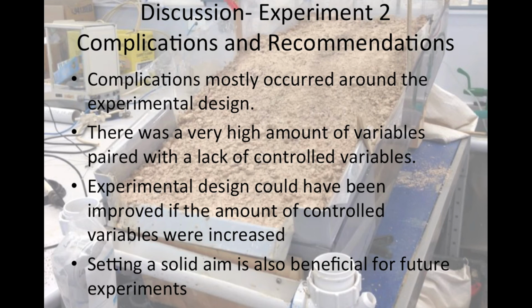Experimental design could have been improved if the amount of control variables were increased. For example, the experiment of the group, the wetness of the soil, the type of soil, etc. This could have been avoided by keeping the groups constant if there were 2 different experiments. Therefore, data could have been much easier to correlate and analyze after. And also, finally, setting a solid aim is highly beneficial for future experiments, along with the pros and cons of testing the said aim.